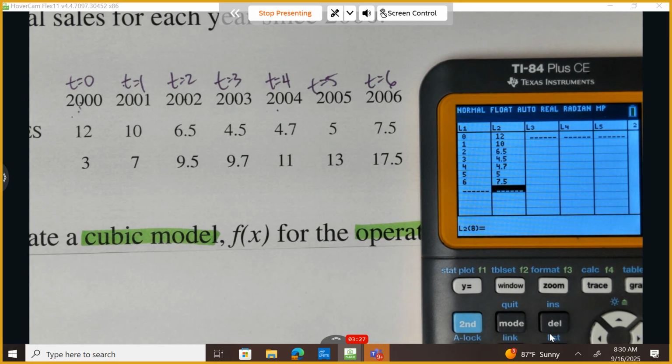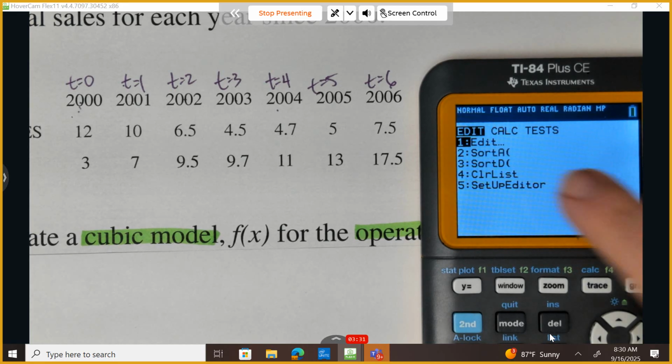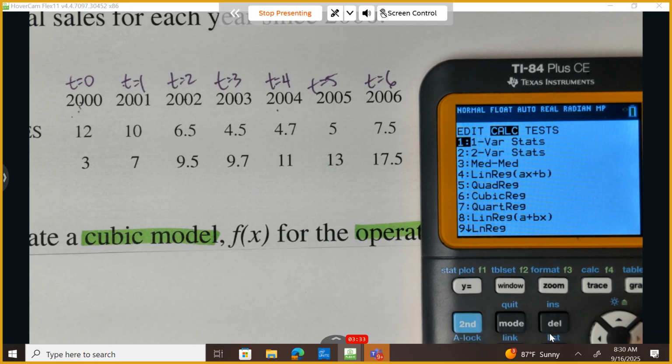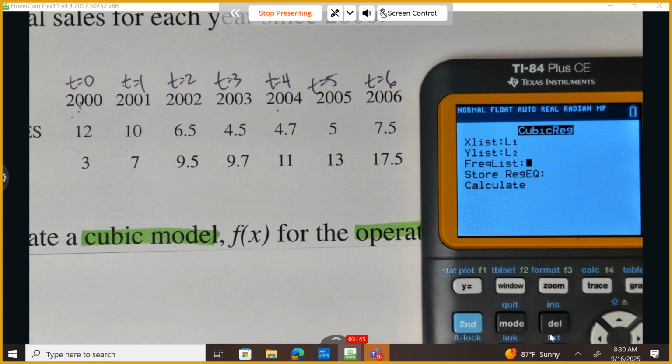How do we create a cubic regression model? We're all going to go up to Stat. We're going to go across to Calculate, all the way down to Cubic Regression, and I'm going to go to the bottom right-hand corner to where it says Enter, and I'm just going to press Enter, Enter, Enter until I come up with an equation.